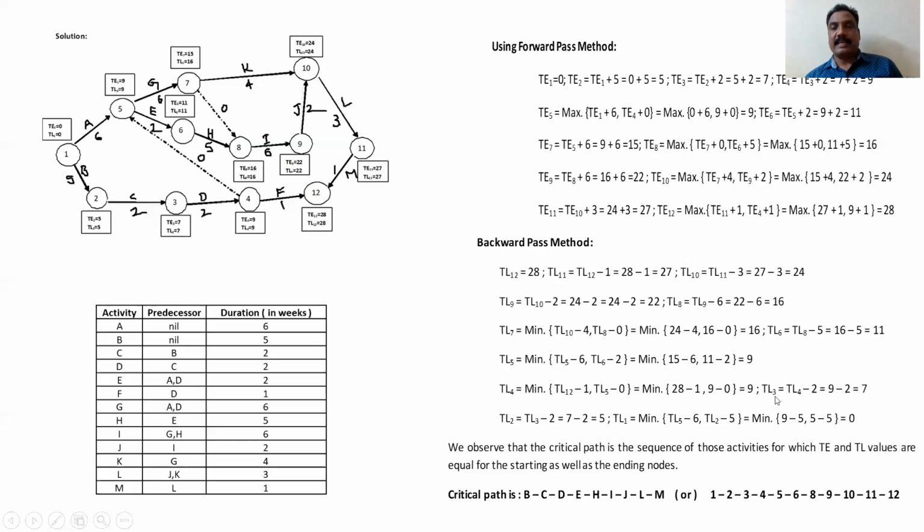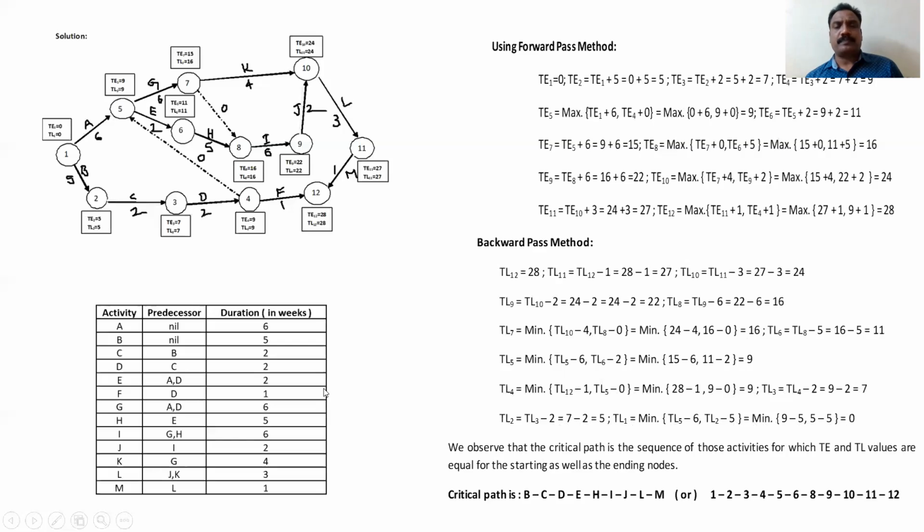So TL3 is TL4 minus 2, that is equal to 7. TL2 is TL3 minus 2, that is 7 minus 2, equal to 5. TL1 is equal to the minimum of TL5 minus 6 or TL2 minus 5, that is the minimum of 9 minus 5 or 5 minus 5, that is equal to 0 we got.